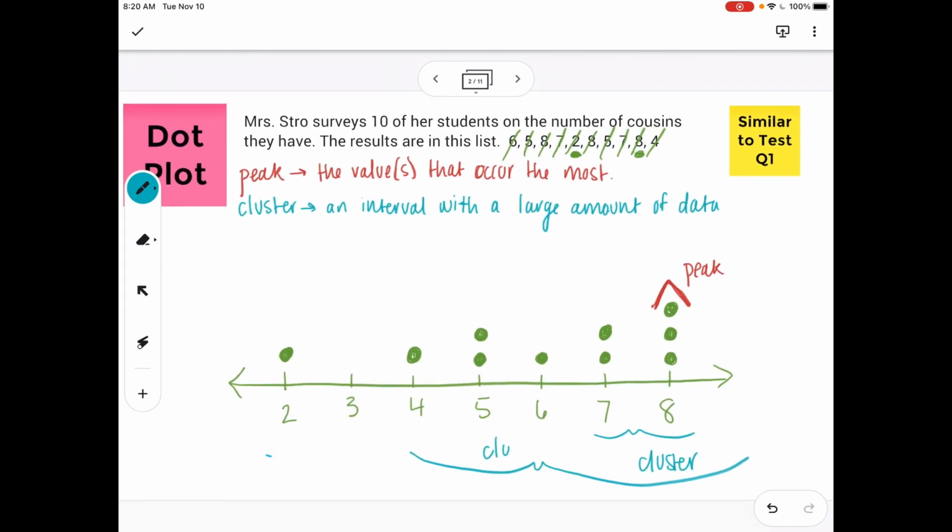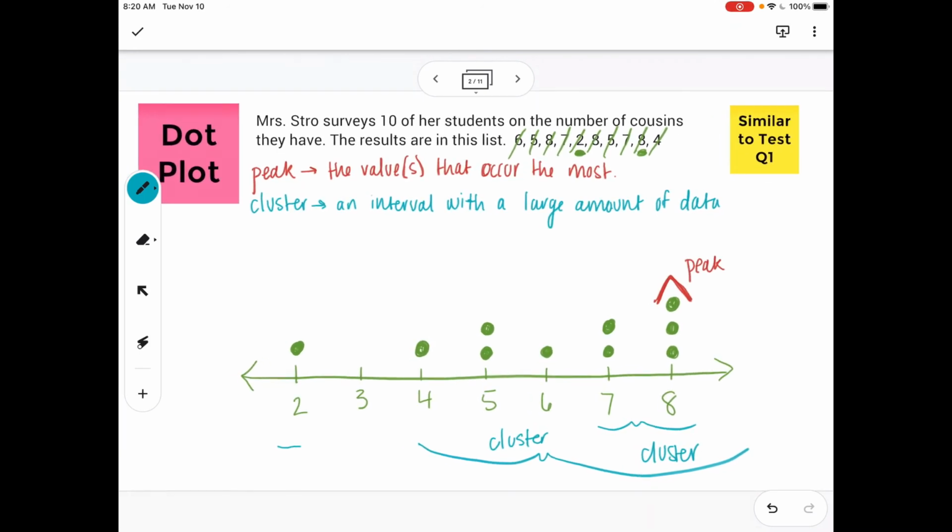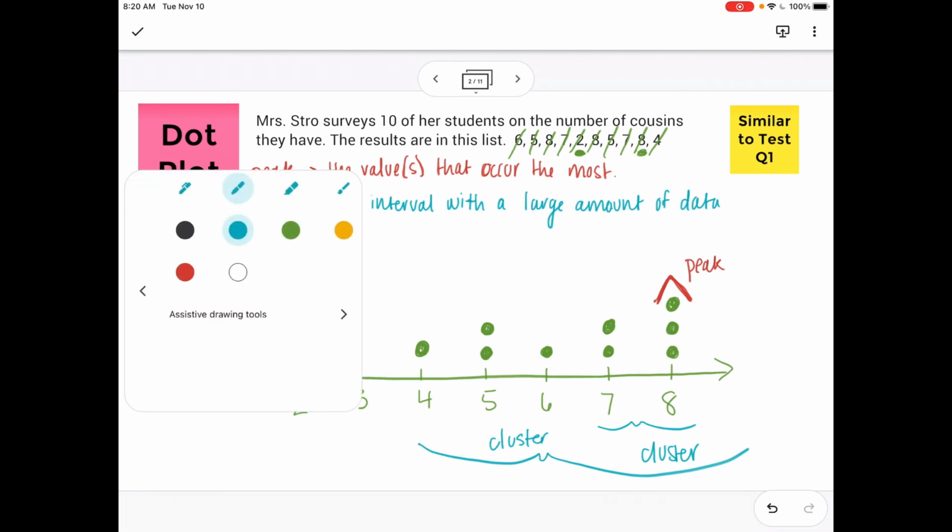Any part of this data on the right side with that majority of data right there, I would take as an answer for cluster. But it's just an area where the majority of data lies. So if you said it was over at 2, I probably would disagree.